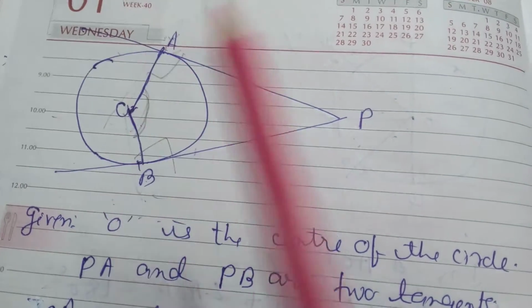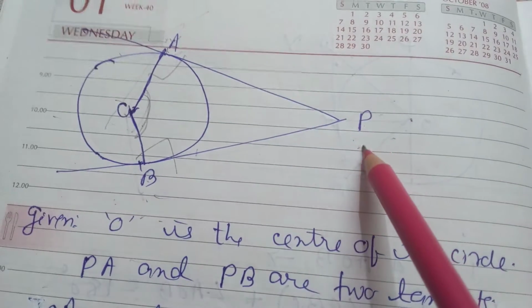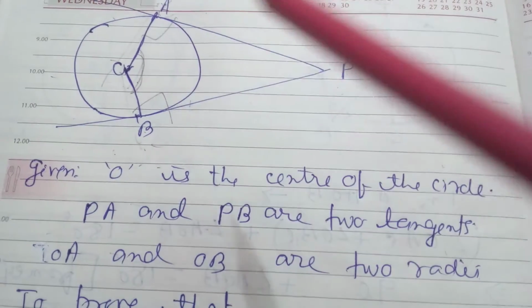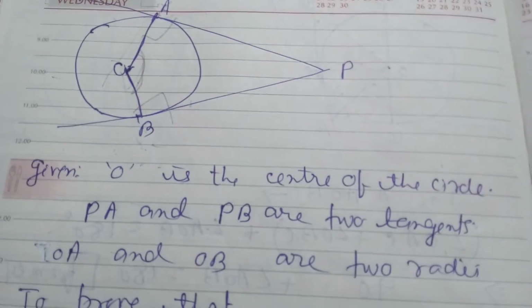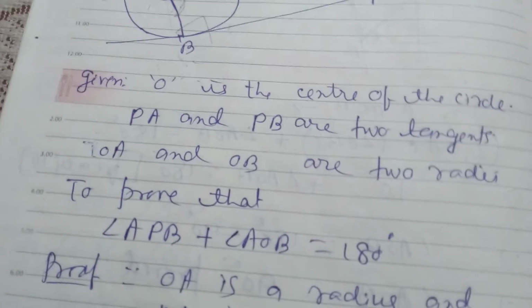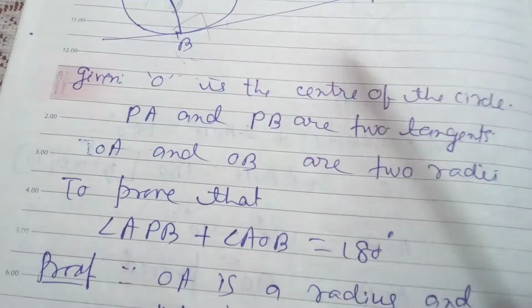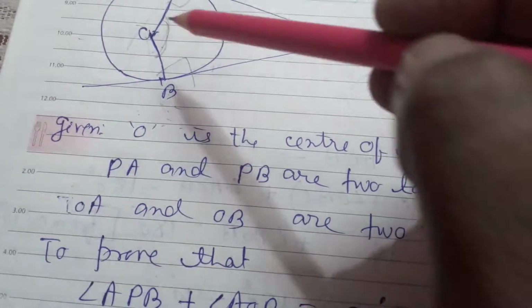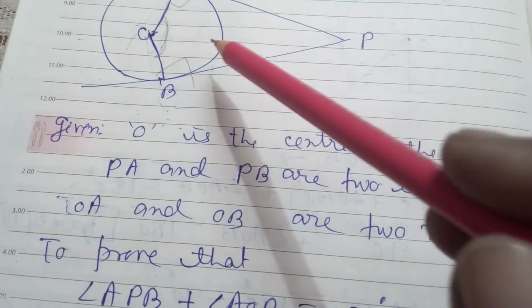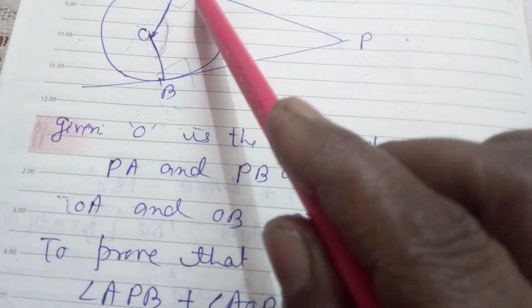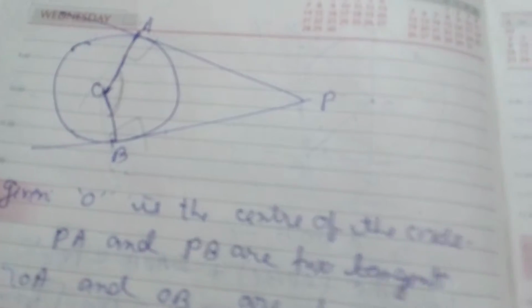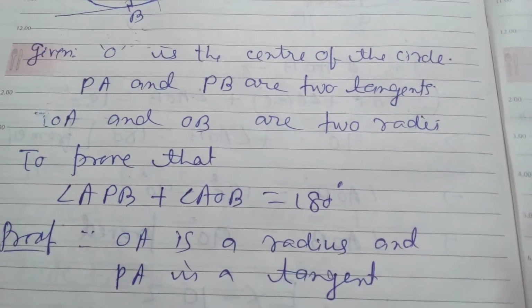O is the center of the circle, P is the exterior point, PA and PB are two tangents, OA and OB are two radii. Now you have to prove that angle between two tangents, that is angle APB, plus angle AOB equal to 180 degree, means the angle between two radii. Okay, angle between two radii is angle AOB, and angle between two tangents, angle APB, is supplementary, means 180 degree.